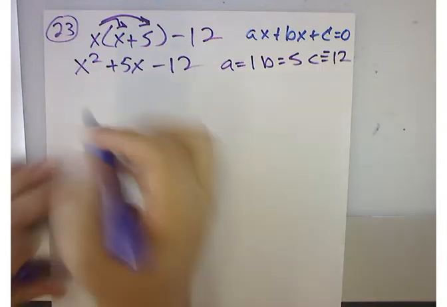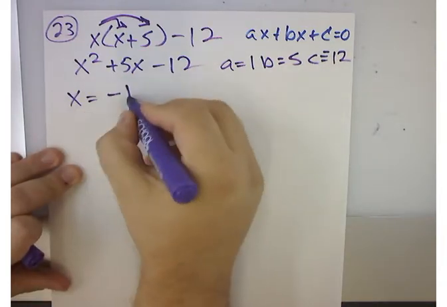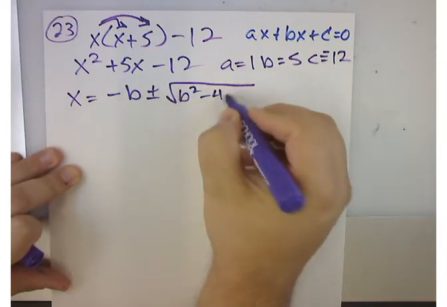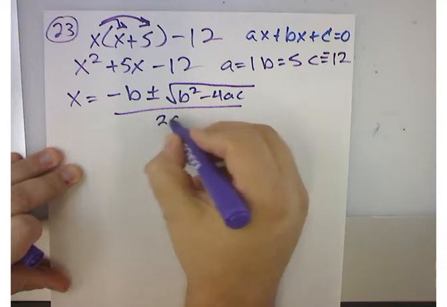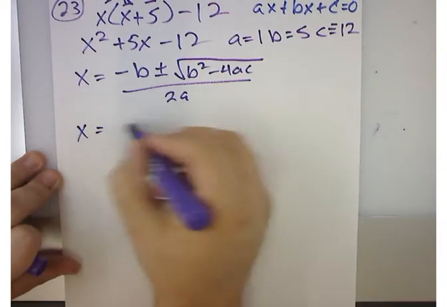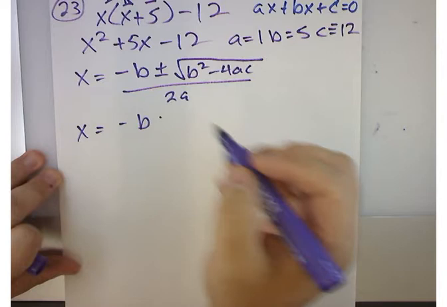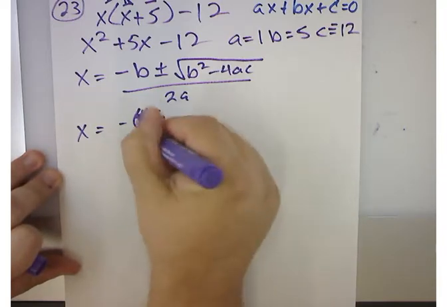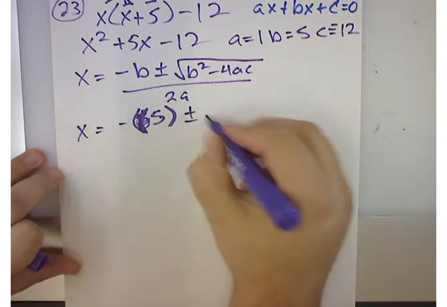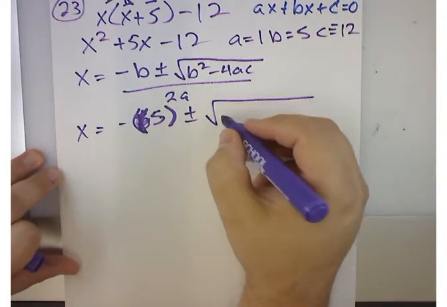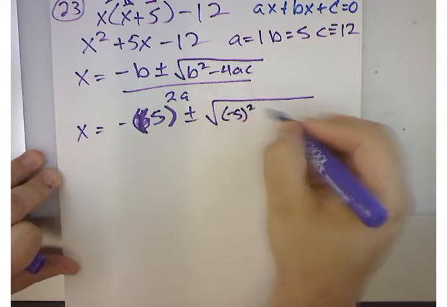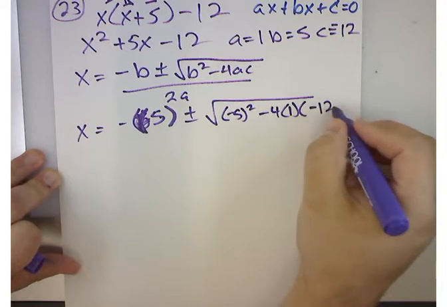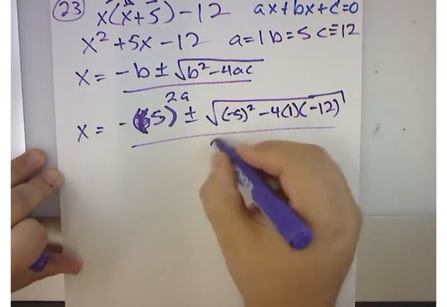Okay, so then to use the quadratic equation, I have negative b plus or minus the square root of b squared minus 4ac, all over 2a. So then x is equal to negative b, oh, but what's b? Negative 5, plus or minus the square root of negative 5 squared minus 4 times a, which is 1, times c, which is negative 12, all over 2 times a, which is 1.